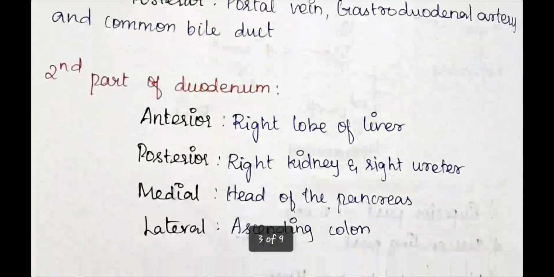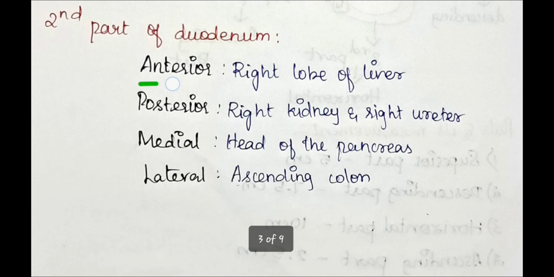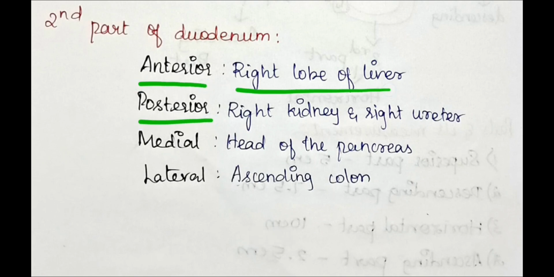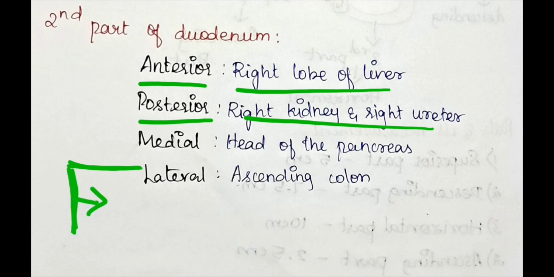Coming to the second part of the duodenum, we have anterior and posterior relations. Anteriorly we have the right lobe of the liver, whereas in the first part of the duodenum, anteriorly we have the quadrate lobe of the liver. Posteriorly, we have the right kidney and right ureter. The second part is the descending part, the first part is the superior part. Medially, this is the second part, we have the head of the pancreas. Laterally, we have the ascending colon.